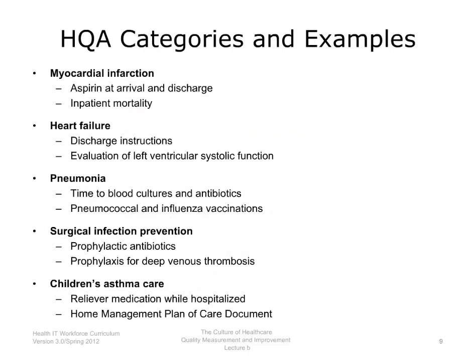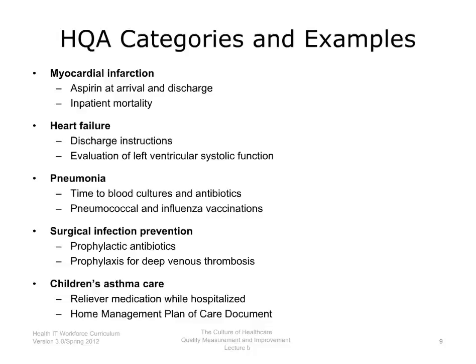Here are the HQA categories and some examples within them. The broad categories are MI, heart failure, pneumonia, surgical infection prevention, and children's asthma care. Within them are a variety of mainly process measures. These are the quality measures that are reported within HQA and made available on the Hospital Compare website.